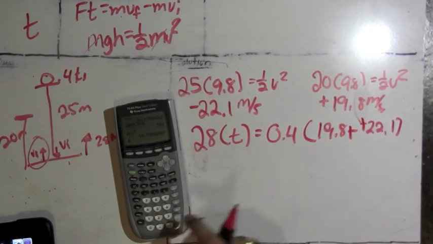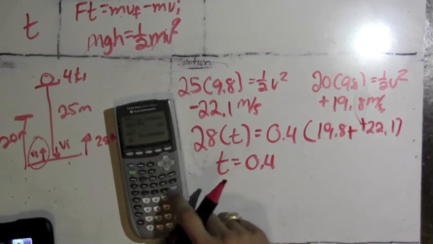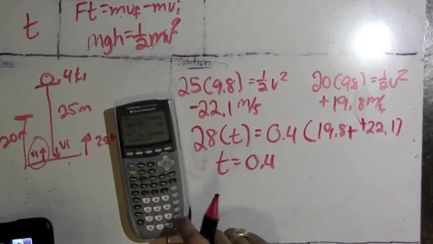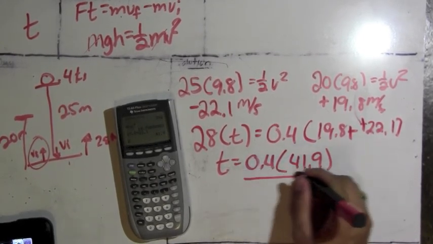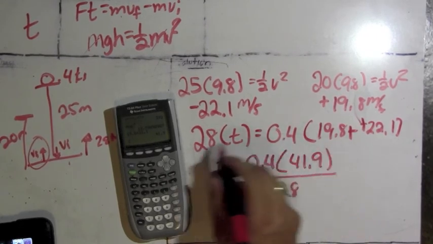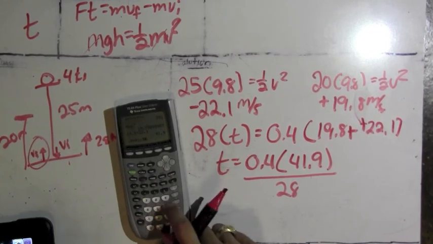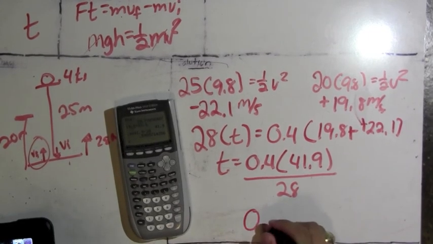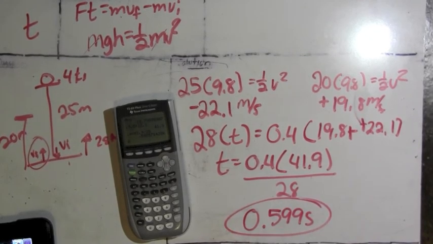So what you have here is T is going to be equal to 0.4 times 19.8 plus 22.1, which is 41.9, and then all of that is over 28. Divide both sides by 28 there. So 0.4 times 41.9 divided by 28 gives 0.599 seconds, which is an awful long time for what actually happens with the super ball.